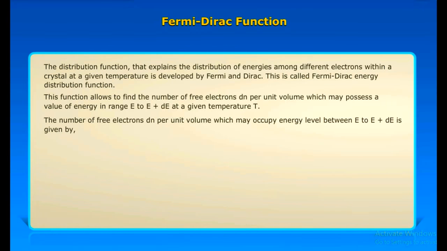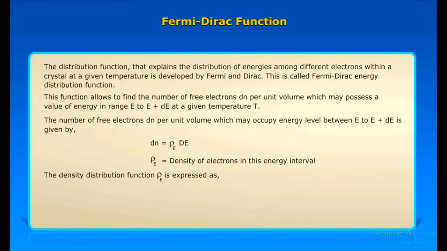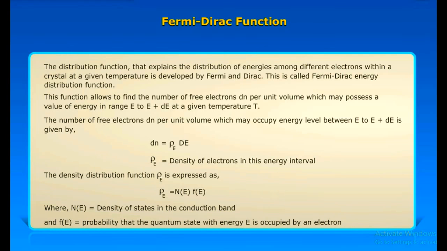The number of free electrons dn per unit volume, which may occupy energy level between E to E plus dE, is given by the density distribution function, expressed as, where Nc is equal to density of states in the conduction band and Fe is equal to probability that the quantum state with energy E is occupied by an electron.